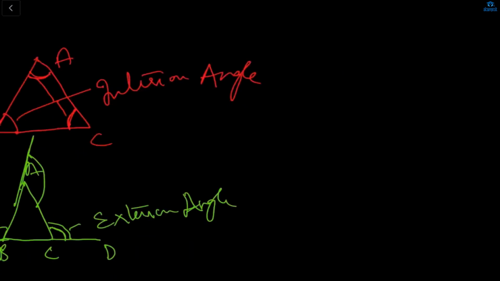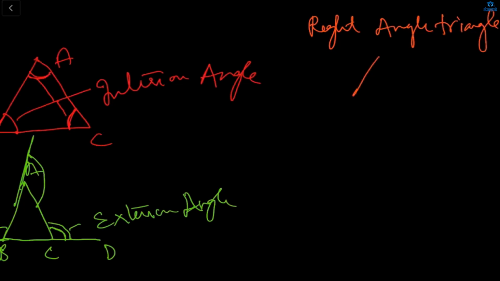Now, what is a right angle triangle? A right angle triangle has one angle that is a right angle. One angle is 90 degrees. And the other two angles will be less than 90, acute angles, right? The sum will be 180, I think. Because if 90 is there, then it can't be.